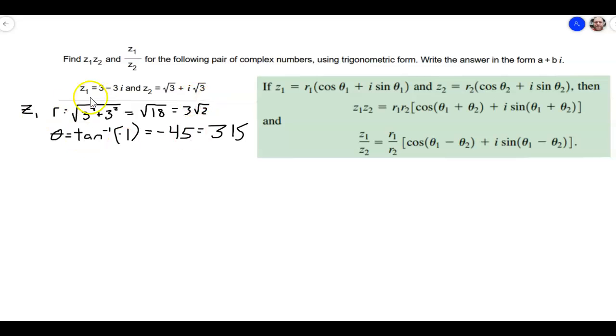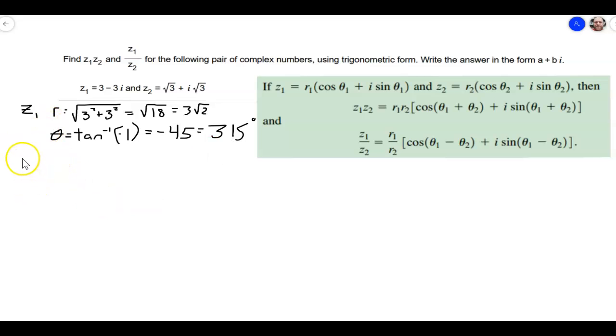All right, so we got our z1 stuff. Our r is 3 square roots of 2, and our angle is 315 degrees. You could have used negative 45 or 315; you're going to get the same thing. Remember, both those angles are coterminal. Just the 315 is in standard form, so that's on our unit circle. It might make it a little bit easier if you're looking it up.